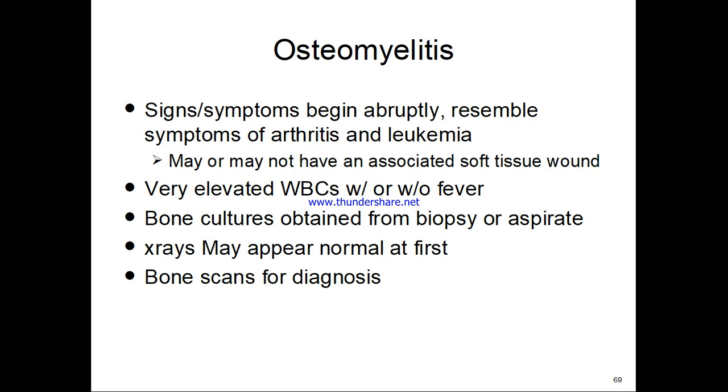So the signs and symptoms begin abruptly, and they may resemble the symptoms of arthritis and leukemia with bone pain. There may or may not be an associated soft tissue wound or entry point. They're going to have a very elevated white blood cell count with or without fever. Bone cultures can be obtained from needle biopsy. And the warning is that x-rays may appear normal at first.